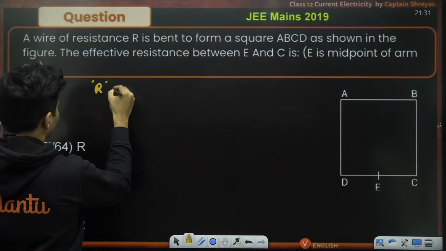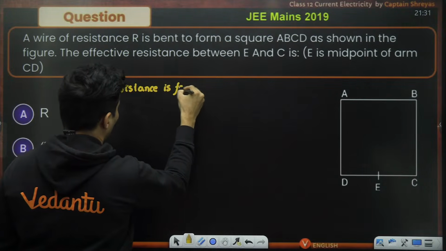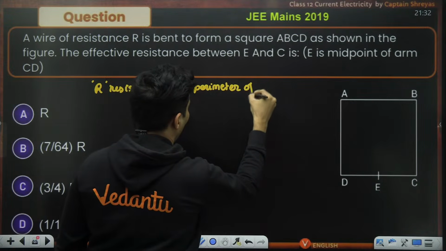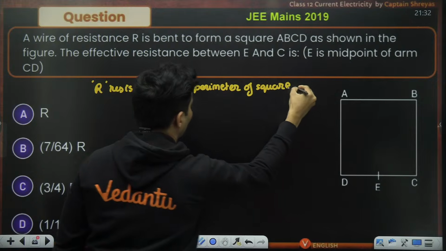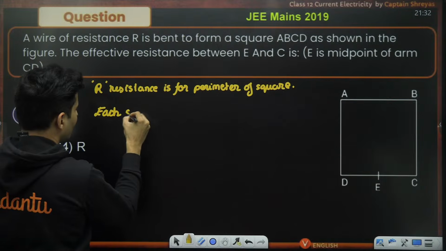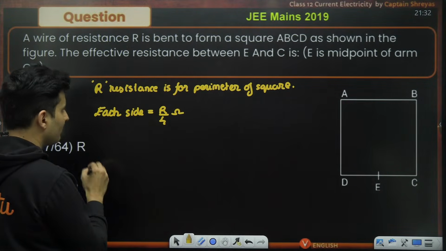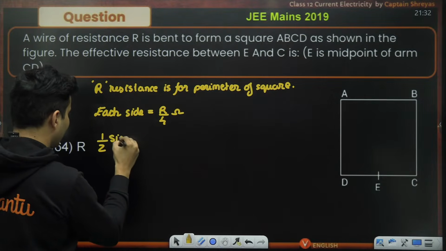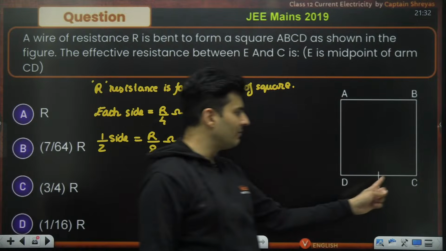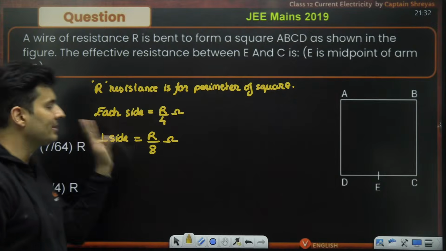R resistance is for the entire perimeter of that particular square. So each side of that square will be how much? Each side will be R by 4 ohms. Half of the side will be R by 8 ohms. That is also needed because E is somewhere in the middle of D and C. E is the midpoint. Okay, so that's why half the side is R by 8 ohms.